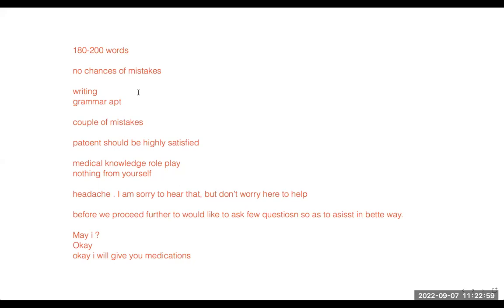Again, in writing, I was just saying that there are no chances that we should make mistakes of grammar, and we should make complete sentences. But in speaking, we are allowed to make a couple of mistakes. It's just about fluency being the main thing. The way I'm talking to you right now tells about my fluency. Even if I talk a little slow, it still tells about my fluency, the command over the language. So they're looking for this command. Medical knowledge is secondary. Attending the patient is primary.